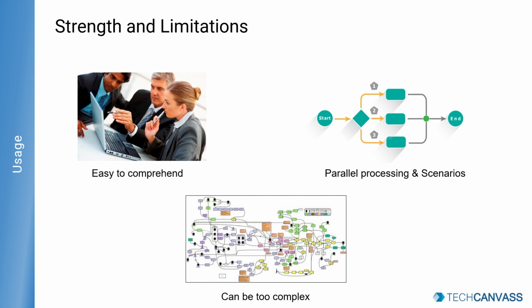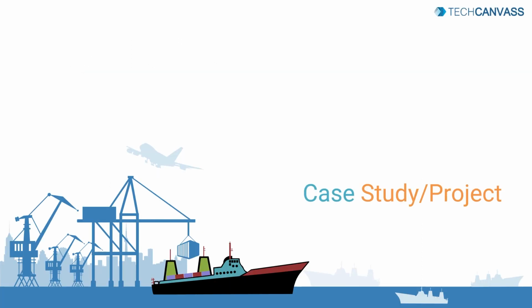However, the downside of creating a process diagram is to not allow it to become too complex, as you can see on the screen. A complex process model can be self-defeating, as it does not serve the purpose of being simple and easy to understand. So if the process model which you are creating becomes too complex, try and break it down so that it becomes easy to comprehend. Next up, we are going to take up a case study on process modeling.